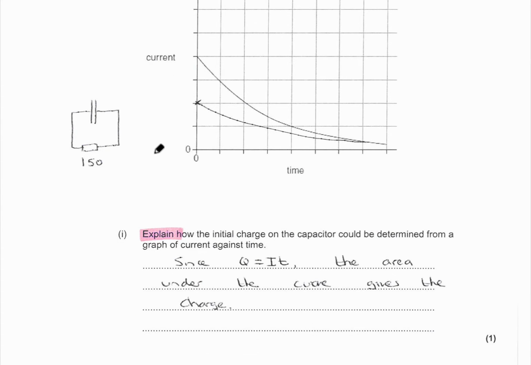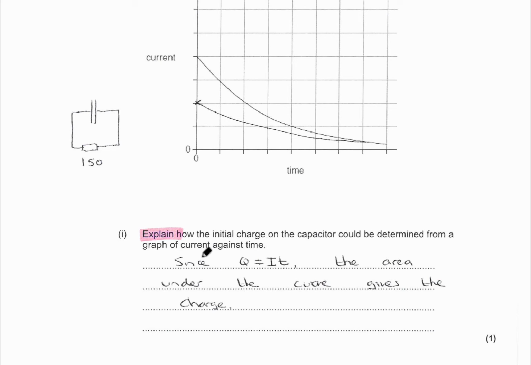In the first part of this question, we're asked to explain how the initial charge on the capacitor could be determined from a graph of current against time. Now, the initial charge of the capacitor is the charge on this capacitor when it's fully charged. And when we then connect it to a resistor, all of that charge will flow away from the negative plate until the potential difference across these two plates are equal to each other. So if we wanted to know the initial charge on the capacitor, we basically need to know how much charge is stored up on this particular plate altogether.